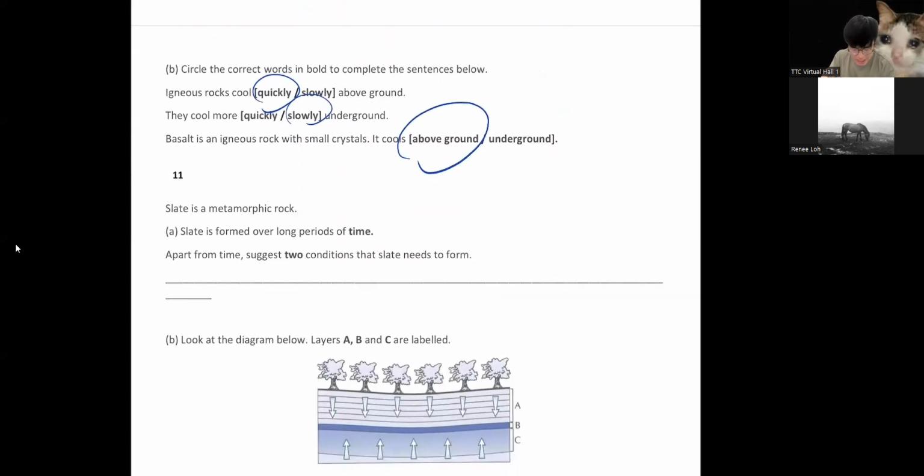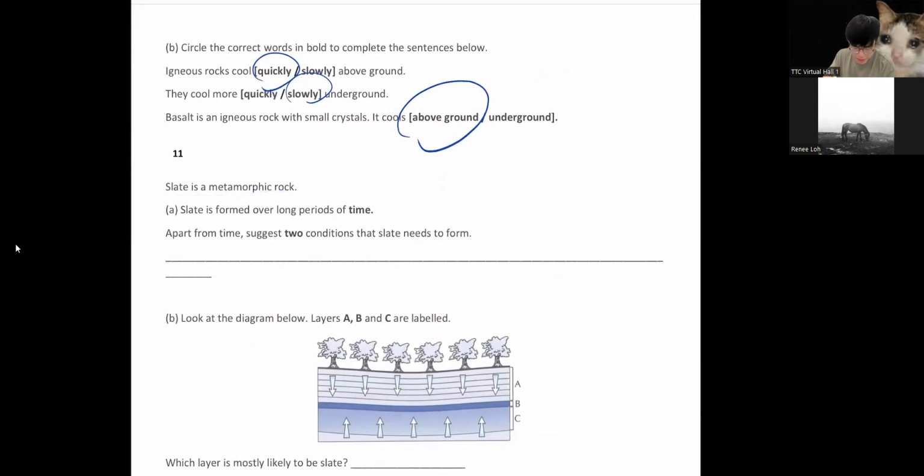So 11, slate is a metamorphic rock formed over long periods of time. Apart from time, there are two conditions, like I said, it's always that two. You need pressure and you need heat. Pressure from the top, heat from the bottom, because rock is in the middle, right? You have lava at the bottom heating it, and then you have stones and soil at the top pressing it. So heat and pressure, so they will become rocks.